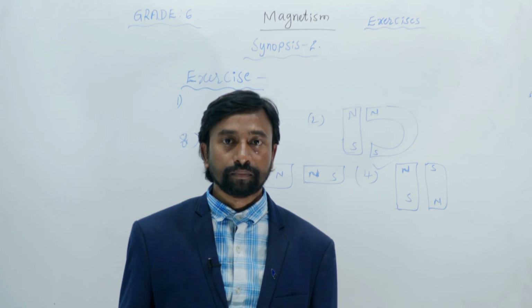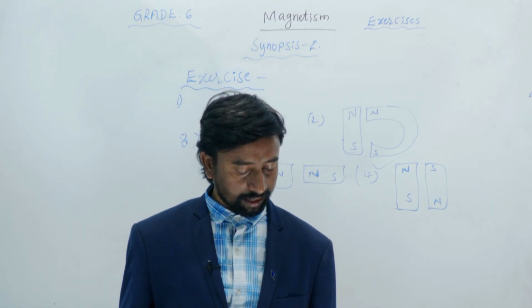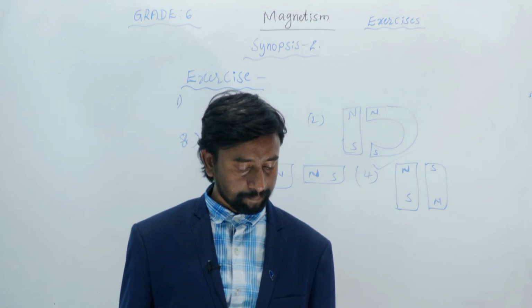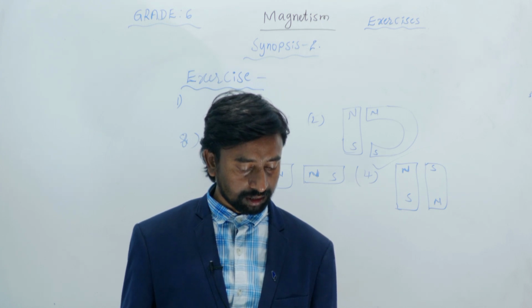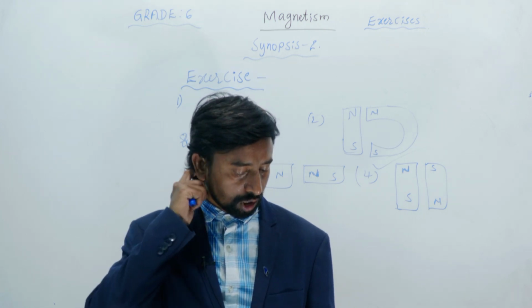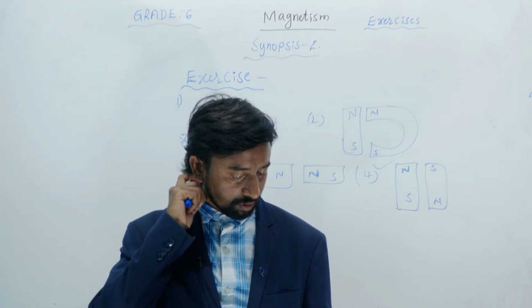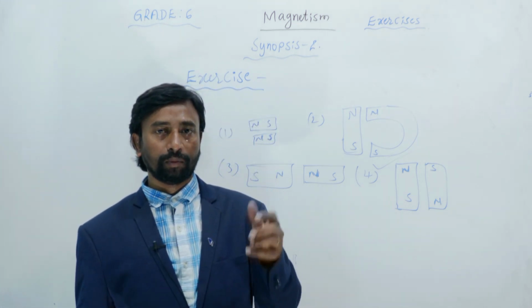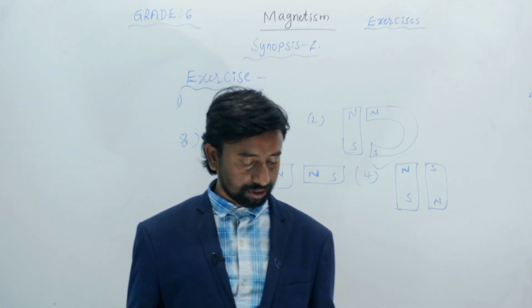The 10th question is given there. Any material that attracts iron and aligns in the north-south direction when suspended is called a magnet. It is not a non-magnetic substance. A magnet, if suspended, will be aligned in the north-south direction.